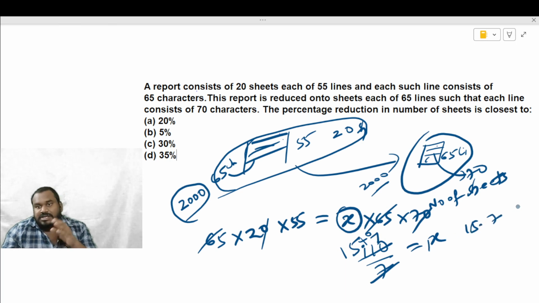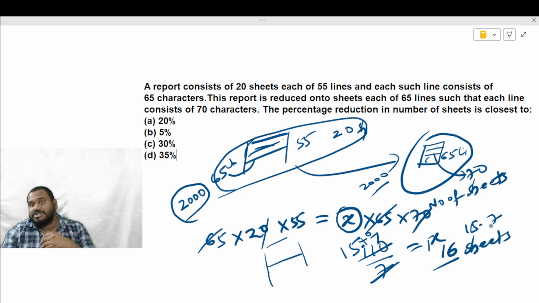15.7 sheets we need, but there won't be anything like 0.7 of a sheet. Some space we will leave without filling it. So you have to take definitely 16 sheets. Why not 15.7? Because we don't have 0.7 as a sheet number. We should have one paper that we will fill 70% of. So indirectly we need 16 sheets.